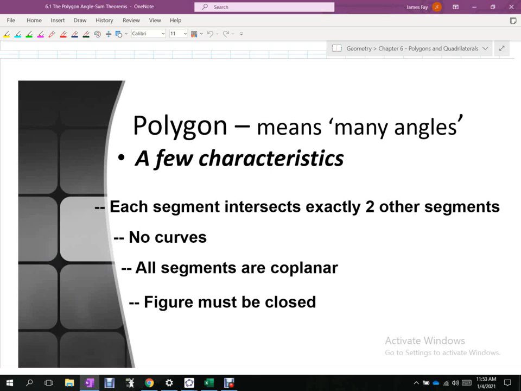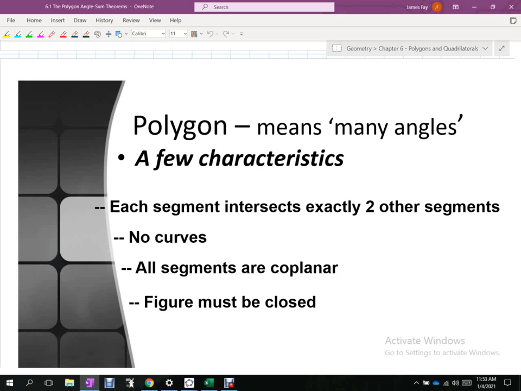Here are a few characteristics. Each segment intersects exactly two other segments, and that happens at endpoints. So there's no overlap of segments or anything like that when we're making our polygons. We'll talk about this when we see some direct images. No curves. A circle is not a polygon. A semicircle is not a polygon. Anything that is curved is non-polygonal.